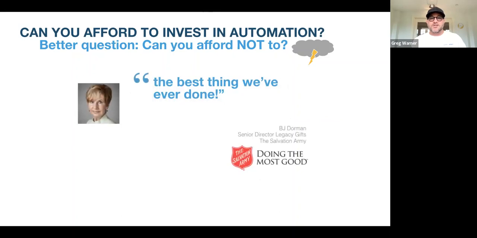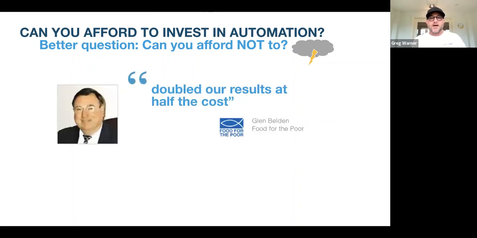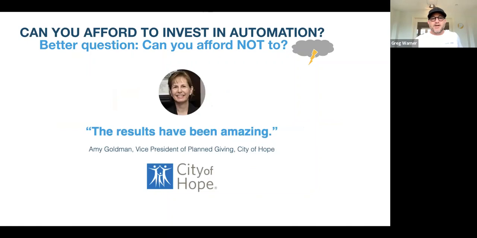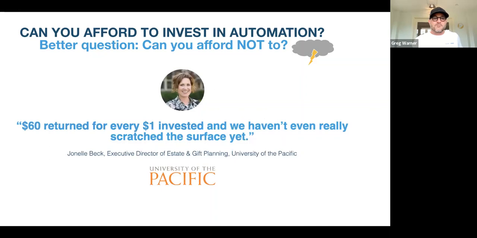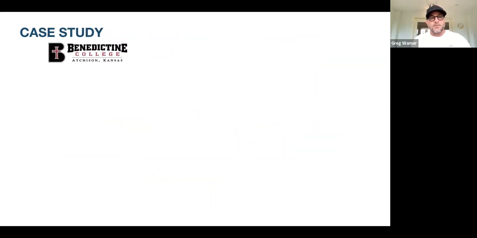So here are some testimonials of people saying what happened when they started doing this. It's not just me telling you that automation works, but leaders across the field in any category. I've never seen it not work. I love this one from Cheryl. At American Lung, people are reaching out to me instead of the other way around. And this one from Janelle, who got $60 for every $1 invested. That was at the very beginning when she had first launched her system. So I'm happy for her.